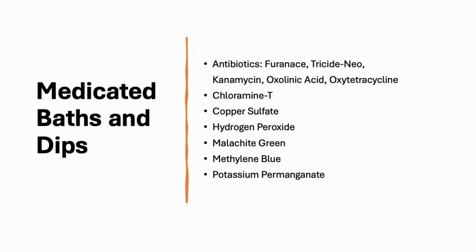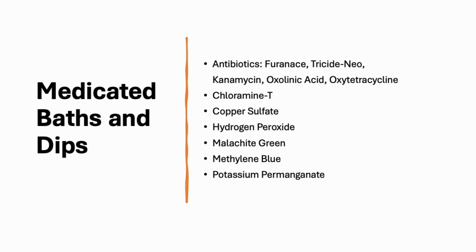So some of the medications that we use as antibiotics are furanase, tricide neo, kanamycin, oxolinic acid, oxytetracycline. Those are commonly used as dips or as treatments in a quarantine tank for the fish. Chloramine T is appropriate. It's an oxidizing agent that helps kill bacteria and fungus. Copper sulfate can be used for fungus.